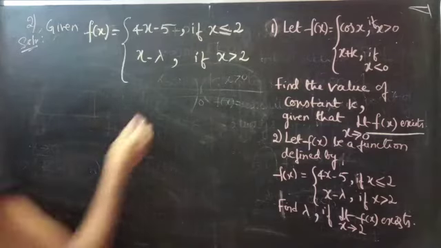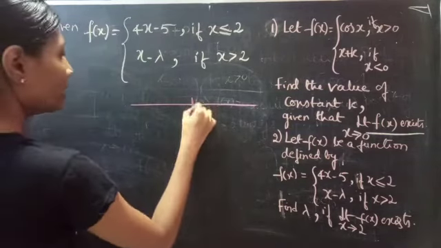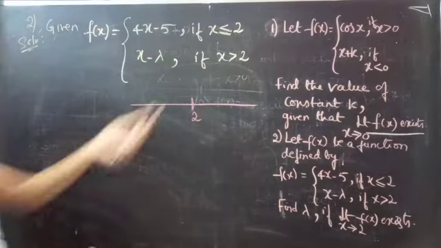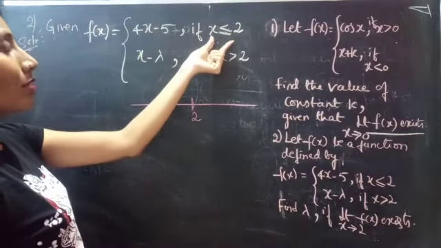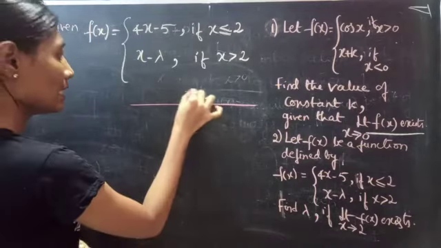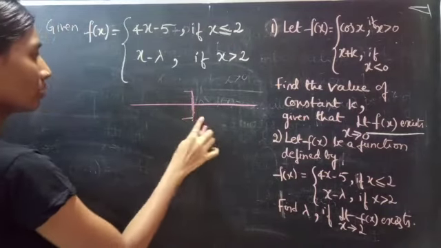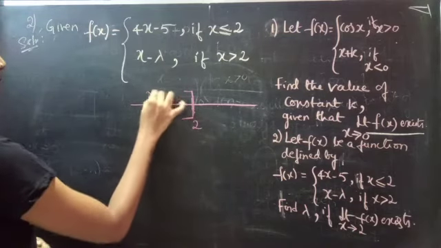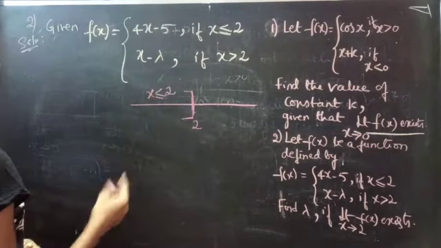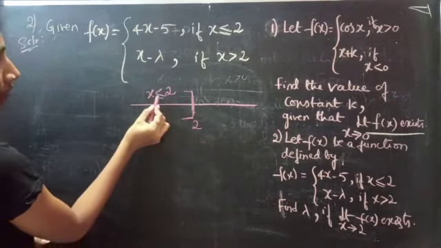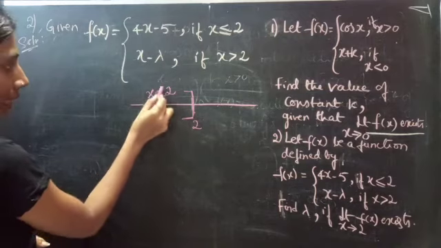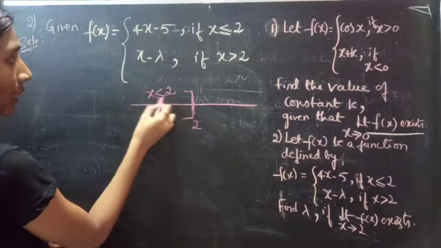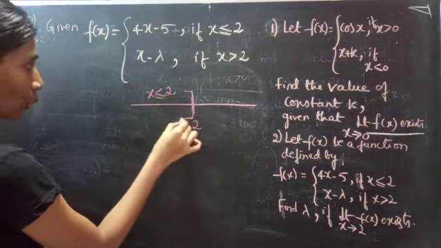So consider a real line and let it be 2. This is the point 2. Say for x less than or equal to 2, if 2 lies towards left, x less than or equal to 2. Since they have given not strictly less than, they have given less than and equal to 2, this includes 2 also.